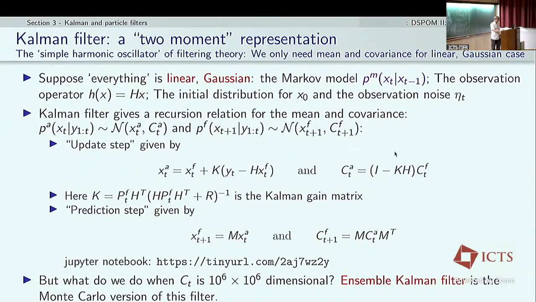So this is where the ensemble Kalman filter comes in. If this sounded like a bad idea, just one second, if this sounded like a bad idea, this should sound like an absolutely terrible idea. But anyway, question.